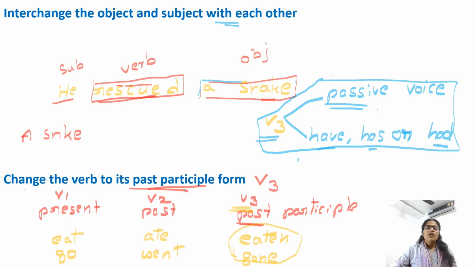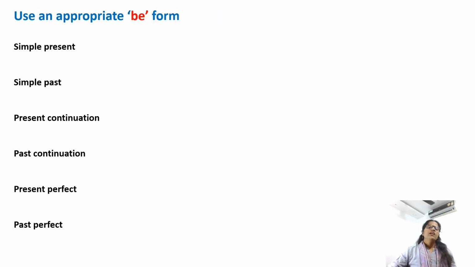Third rule, change the verb to its past participle form. No matter what tense the verb is in active voice, you need to change it into the V3 form of a verb in passive voice.